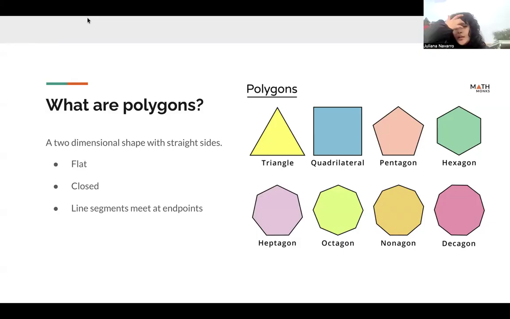Okay, so what are polygons? Polygons are shapes that have straight sides. They are flat and closed, and all of their line segments meet at endpoints. Some common polygons are triangles and quadrilaterals. Each one has a different number of sides. A triangle has three sides, and a quadrilateral has four sides. So basically, if a shape is flat, closed, and made of only straight lines, then it is a polygon.